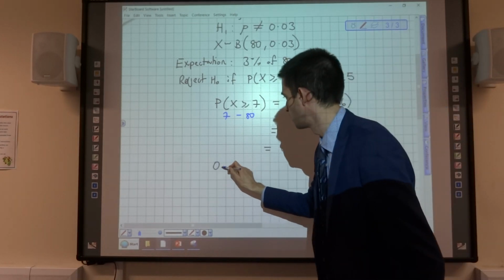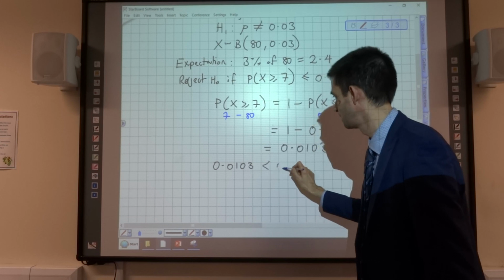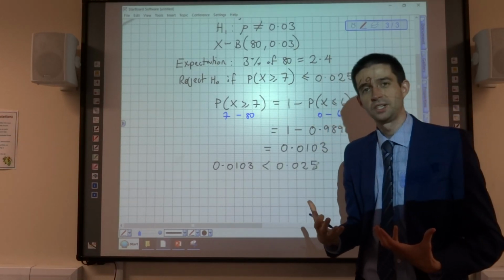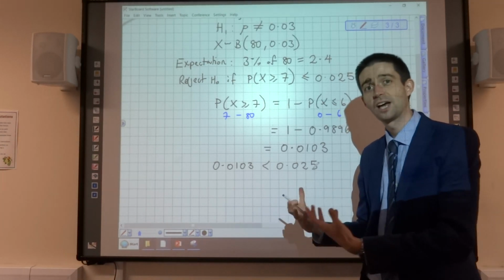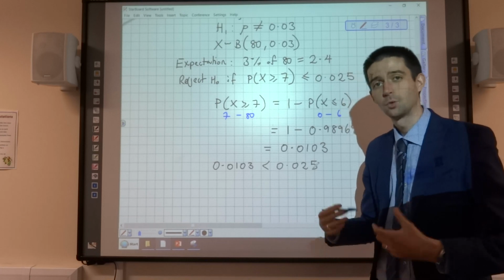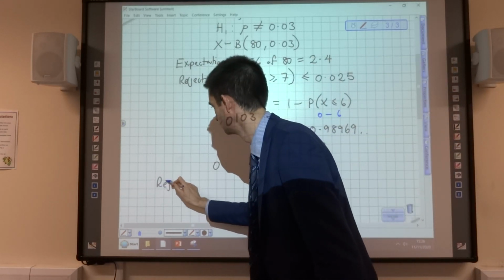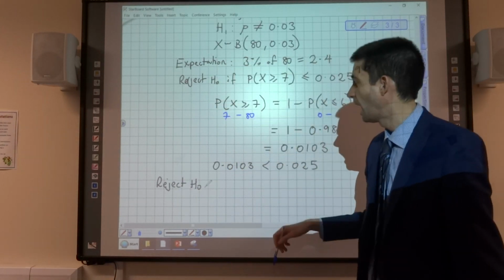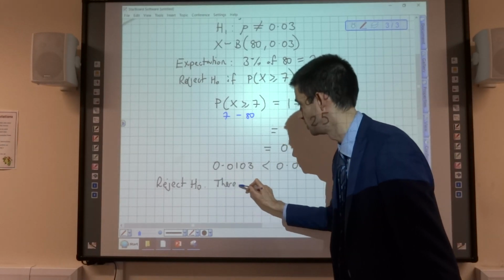So 0.0103 is less than 0.025, so smaller than my significance level. So it means what's happened is unlikely enough that I can doubt my assumed probability. So I'm going to reject H0. And I'm going to say there is evidence to suggest that the proportion of left-handed people has changed.